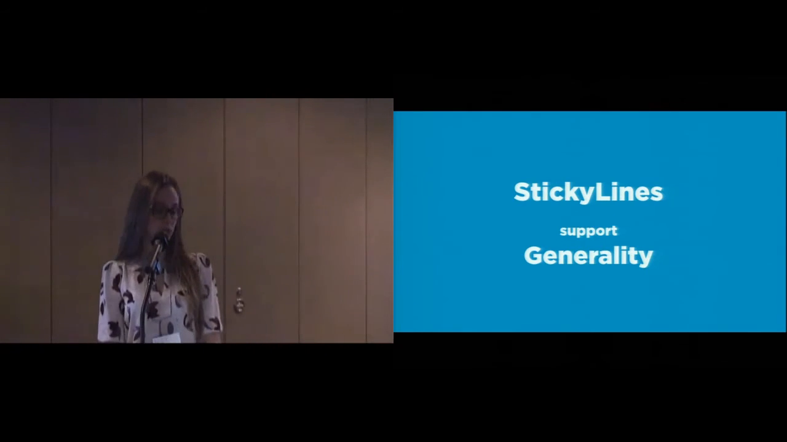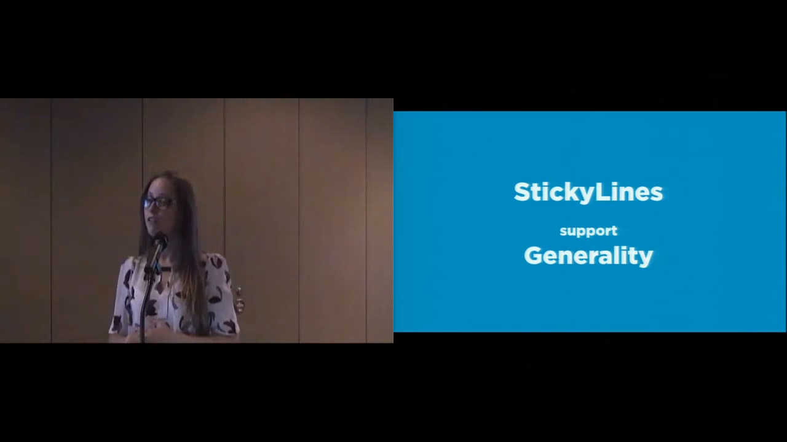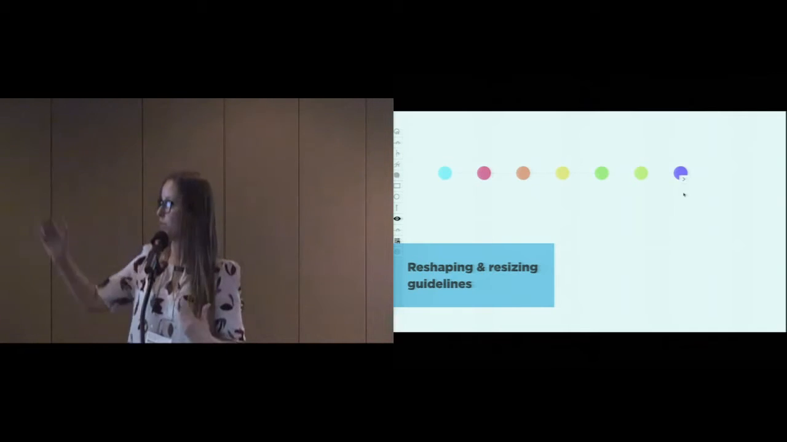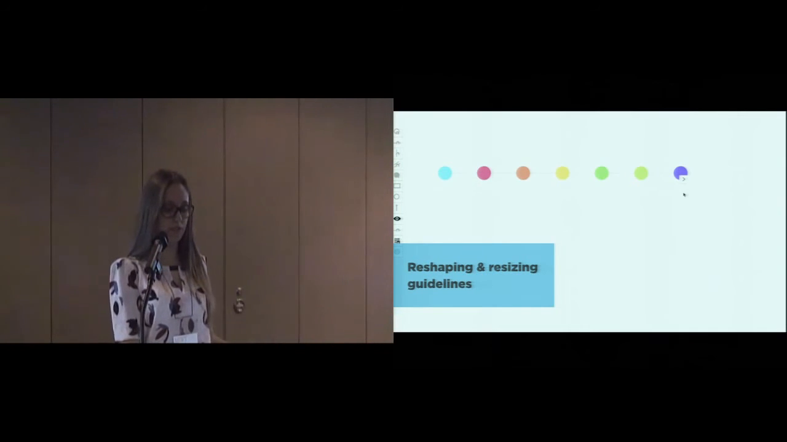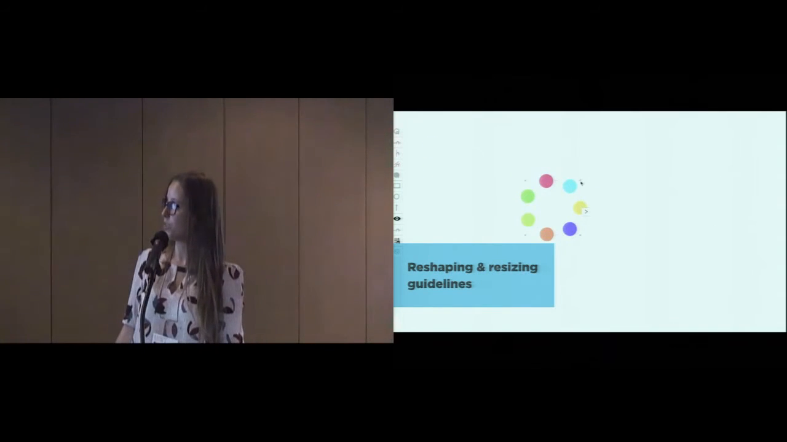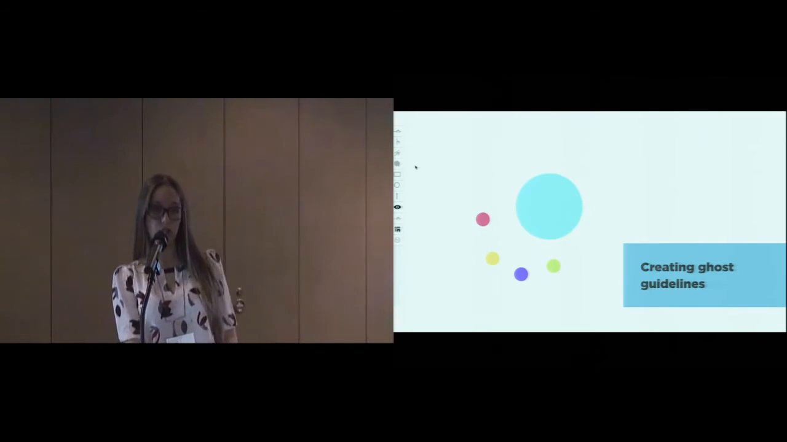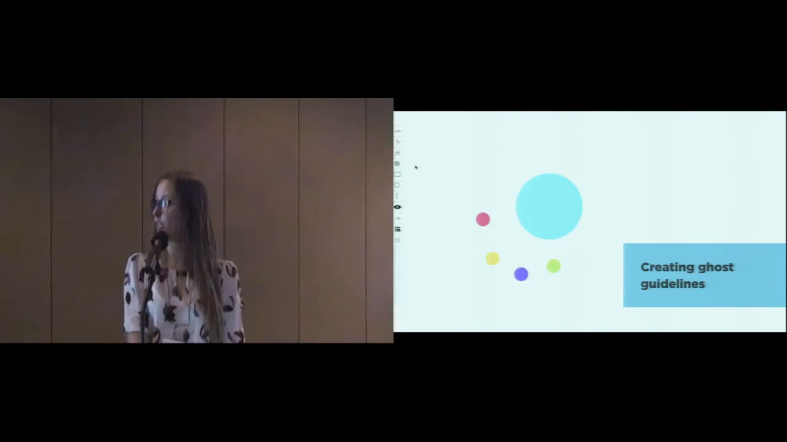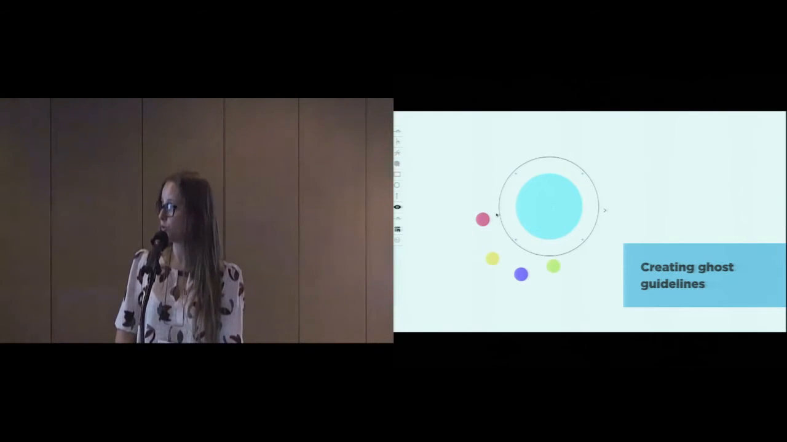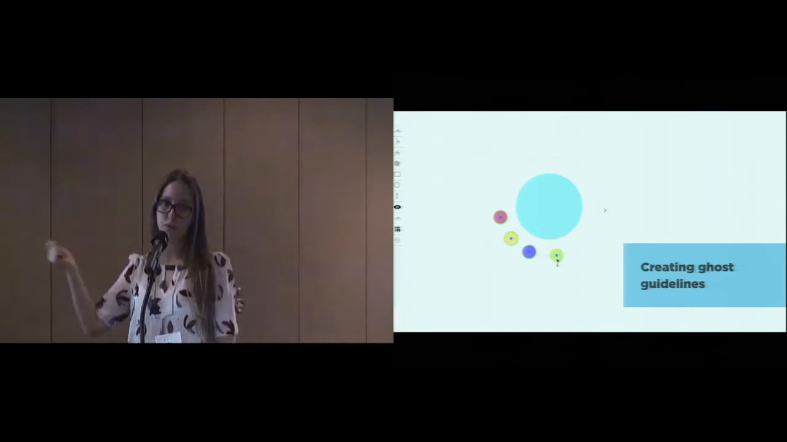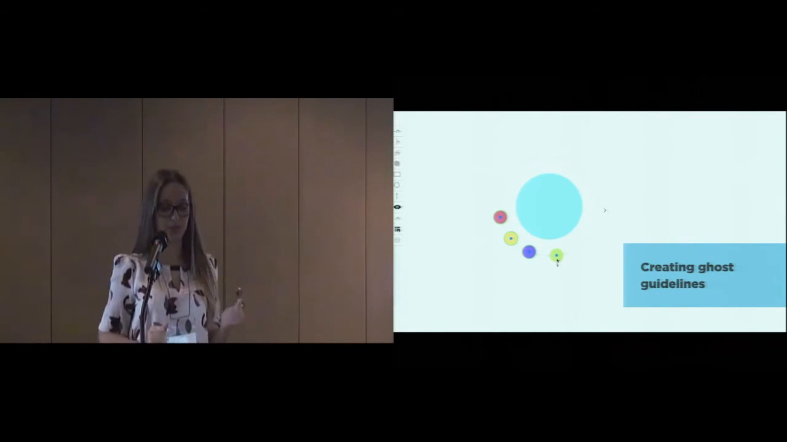Finally, sticky lines also support generality, going beyond horizontal and vertical alignment, as we will see in these examples. What happens if the user has these elements aligned in a straight guideline, but they want to have them in a circular shape? They could simply take it and reshape it into a circle and resize this circle. We could also use the properties of existing objects in the layout, for example, their contour, their outline. So we can call these guidelines that we call ghosts, and they take the shape of the object they surround. The gap between the guideline and the object can be controlled by the user through direct manipulation.